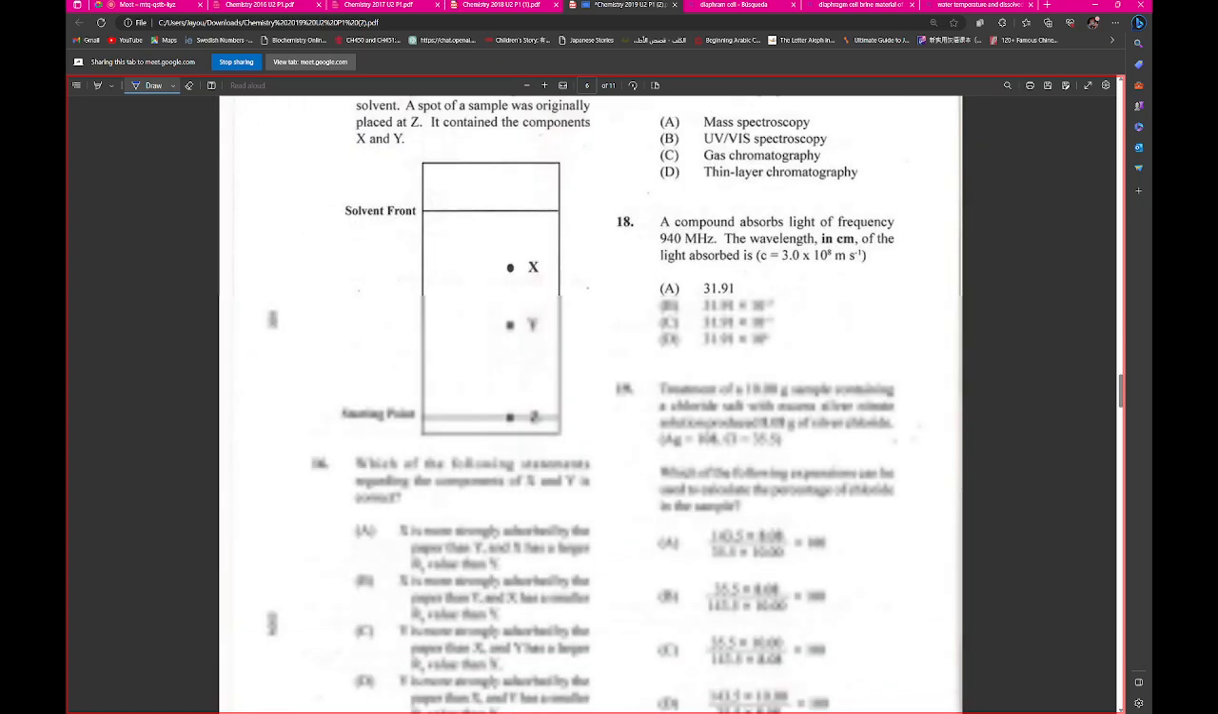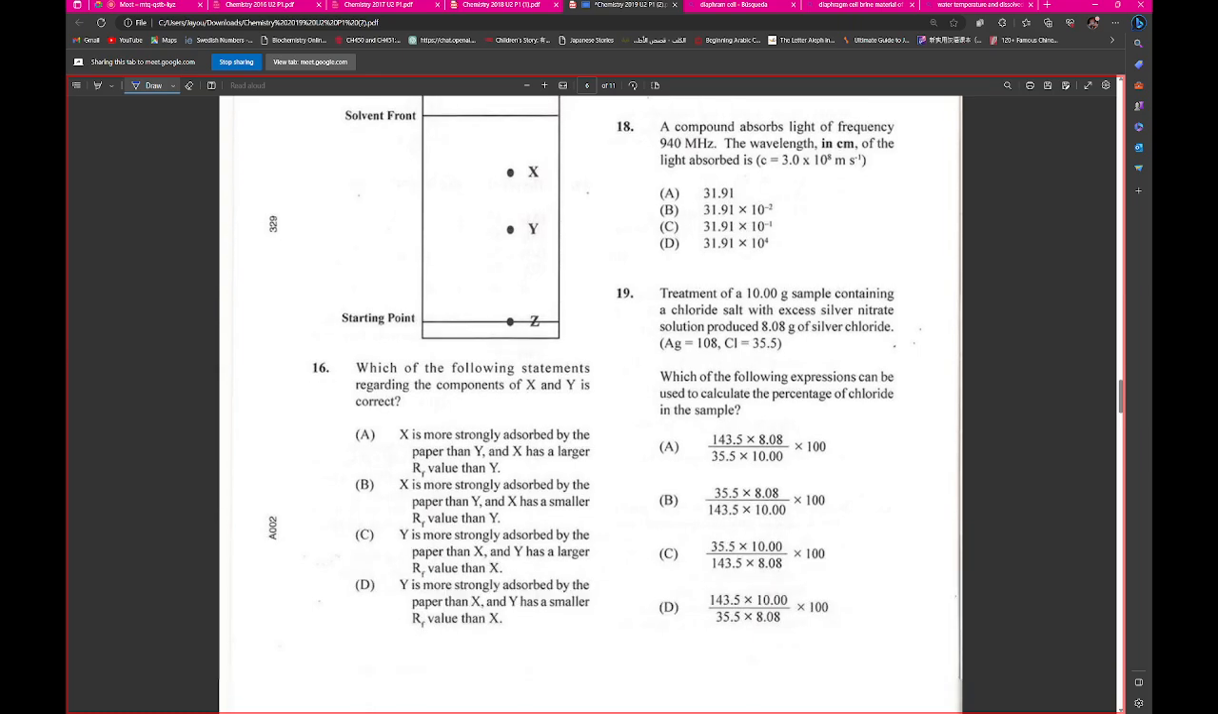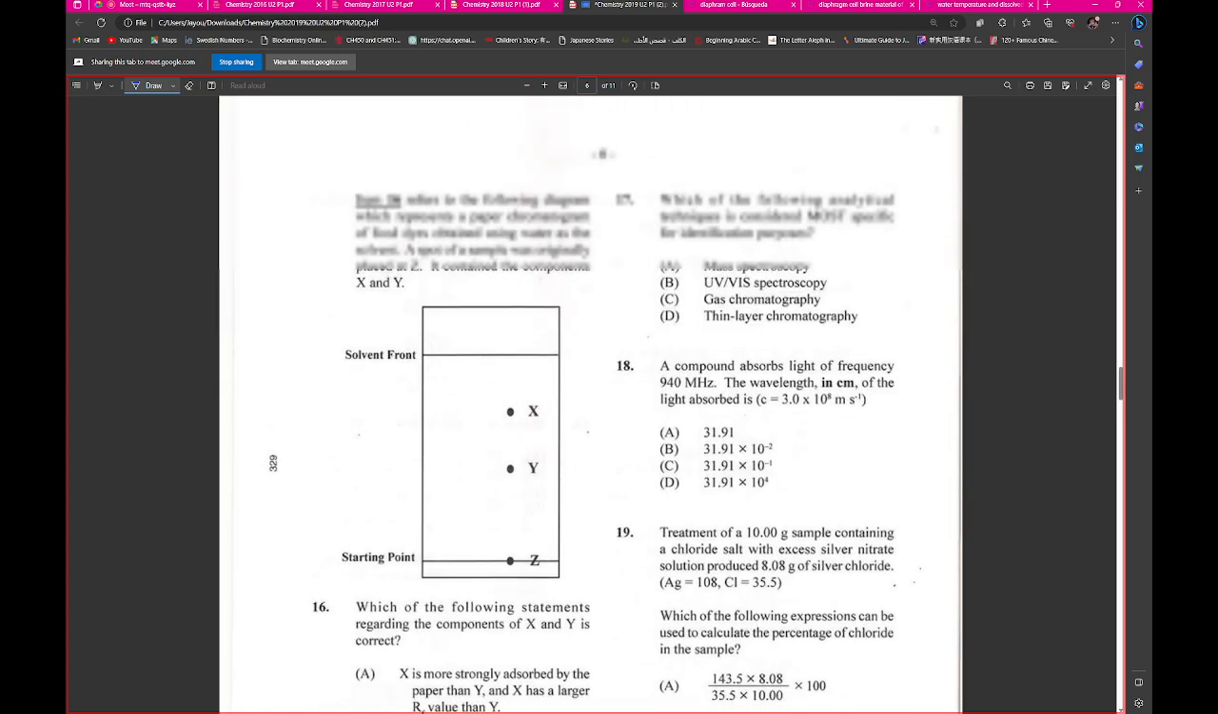Alright. Here we're looking at this chromatogram. We saw this already. Y is more strongly attached and Y has a small Rf value. Which of the following analytical techniques is considered more specific? We know it's mass spec.